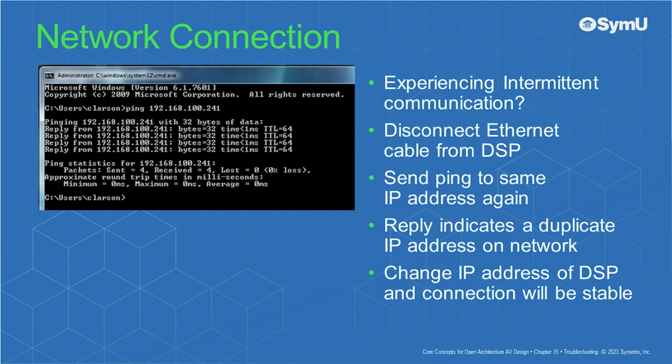If intermittent communication is experienced, disconnect the Ethernet cable connected to the DSP and send a ping to the same IP address again. A reply indicates there is a duplicate IP address on the network. Change the IP address of the DSP and the connection will be stable. This may require a more direct physical connection to ensure stable communication to set a static IP on the DSP.